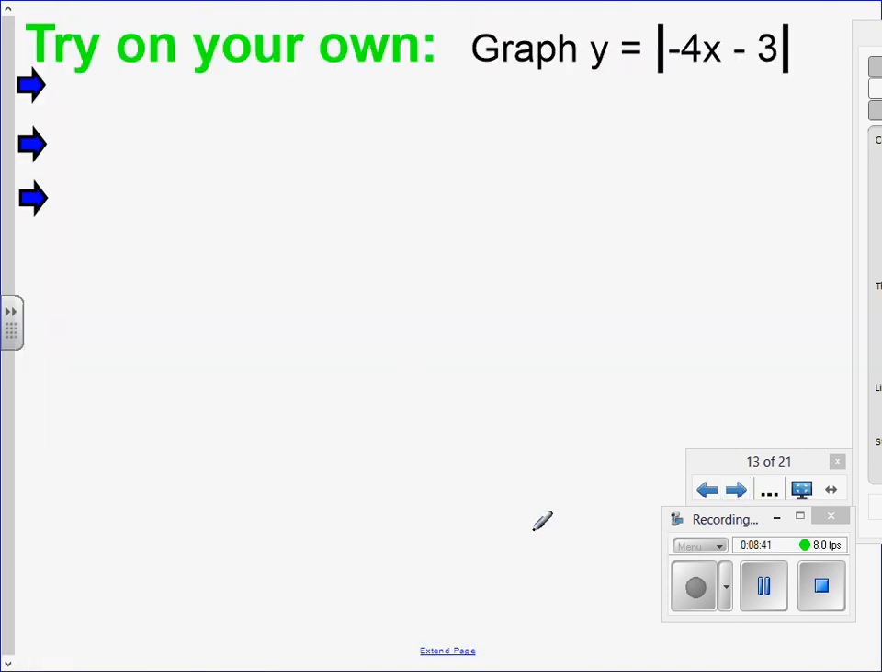So I want you guys to try this graph on your own. Graph the absolute value of negative 4x minus 3 using method 2. Put it in your calculator, labeling all your points. So press pause on the video and come back when you're ready to compare your answers.